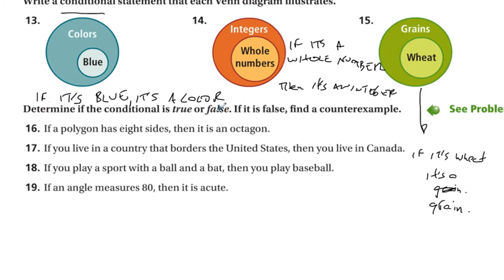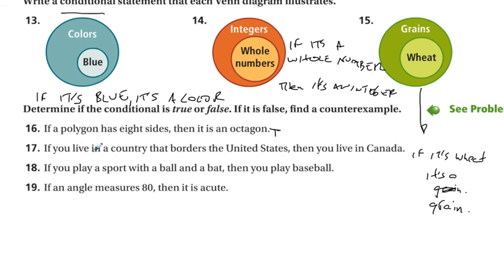Let's take a look at the next set of questions. Determine if the conditional is true or false. If it's false, find a counterexample. If it's true, you just say true. If it's false, you need to find a counterexample. Let's take a look at the first one. If a polygon has 8 sides, then it is an octagon. And this is true because the definition of an octagon is a polygon that has 8 sides. Right? You can't draw an 8-sided figure and say it's not an octagon. If it's an 8-sided figure, it is an octagon.